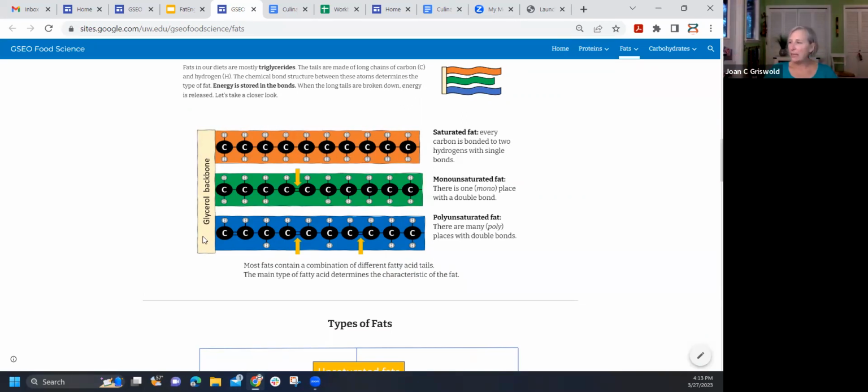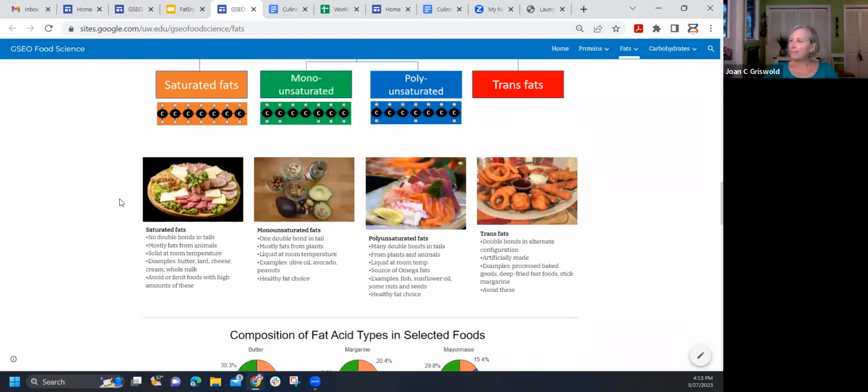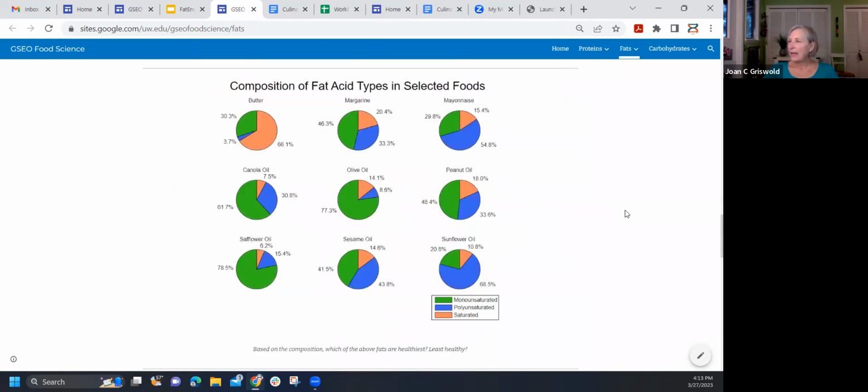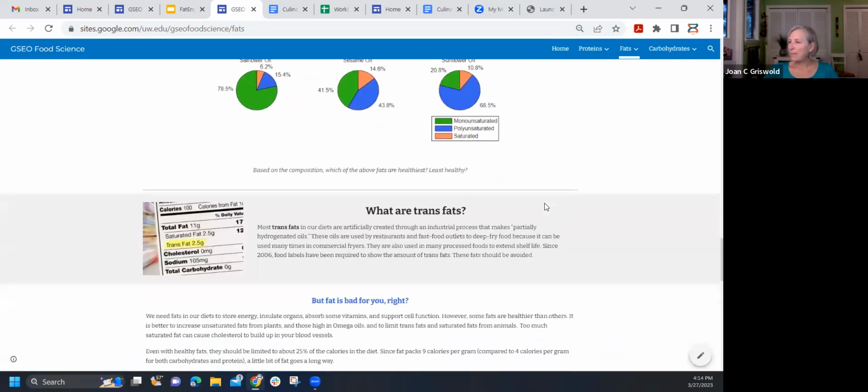that are storing energy through the carbon-hydrogen bonds. And then we talk about the different kinds of fat and what they look like and where you find them, and some examples of different kinds. And then, as I mentioned, one fatty acid can have different sorts of carbon-hydrogen chains. So butter, for example, is mostly saturated fat with a small amount of polyunsaturated and 30% monounsaturated. So you can see how these are made up.